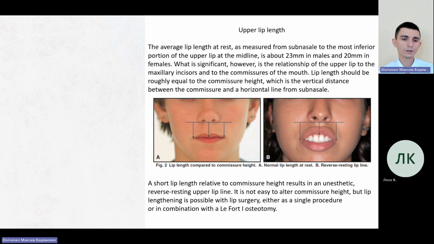On photograph A, you can see the lip length compared to commissure height, normal lip length at rest. On picture B, there is a reverse resting lip line.